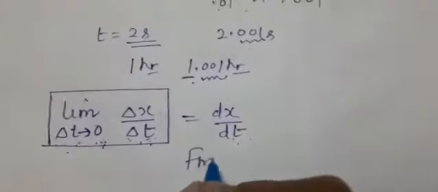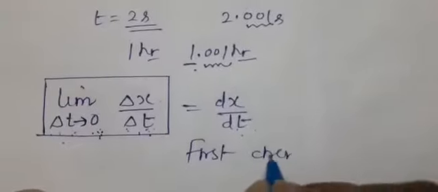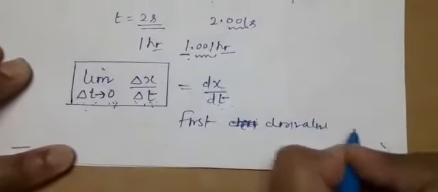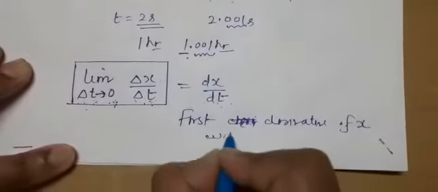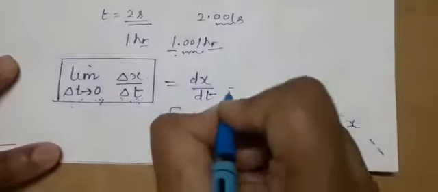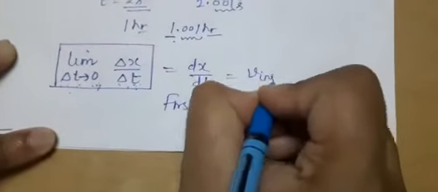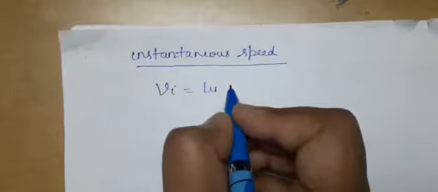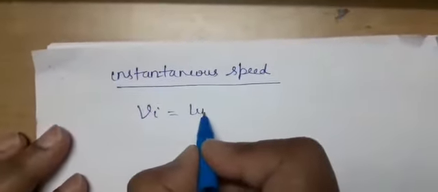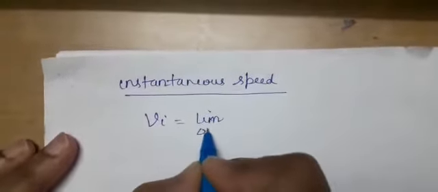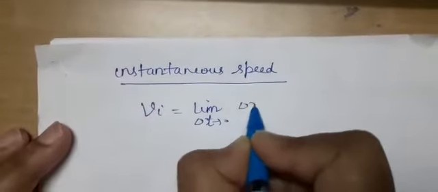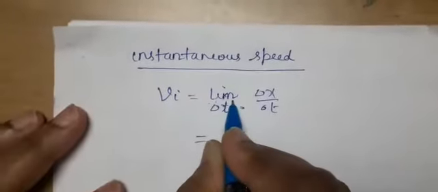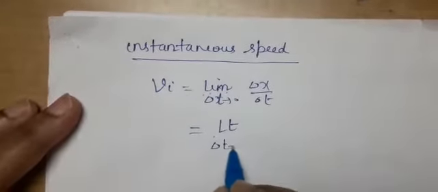That is the first derivative of x with respect to time. This is taken as instantaneous velocity or instantaneous speed. So now instantaneous speed or velocity can be written as del x upon del t with the limit sign. You can write it as LIM as a symbol or LT, both having the same meaning.